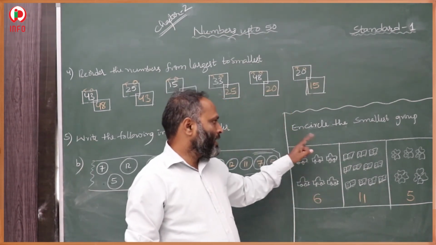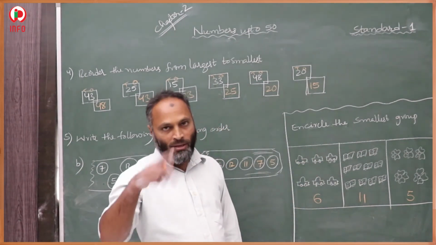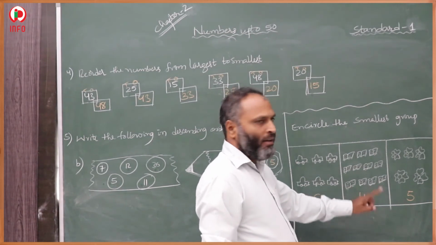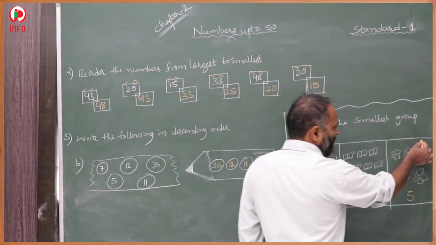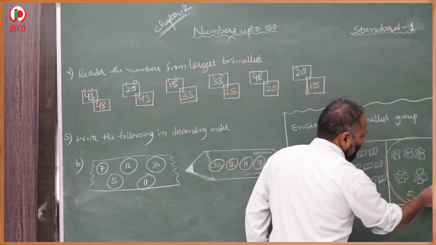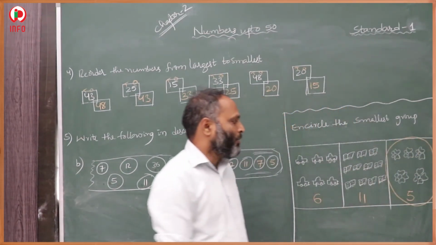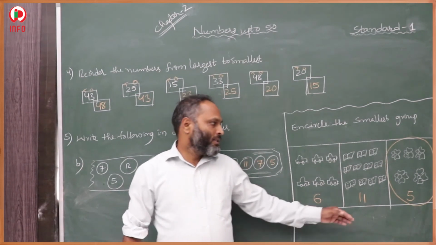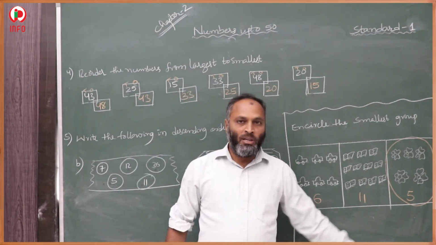In this, encircle the smallest group. We have to make a circle for the smallest group. Among 6, 11 and 5, the 5 is the smallest group. We have to make a circle for this smallest group. 5 is the smallest group that we have to circle. This is your circled group, the smallest group.